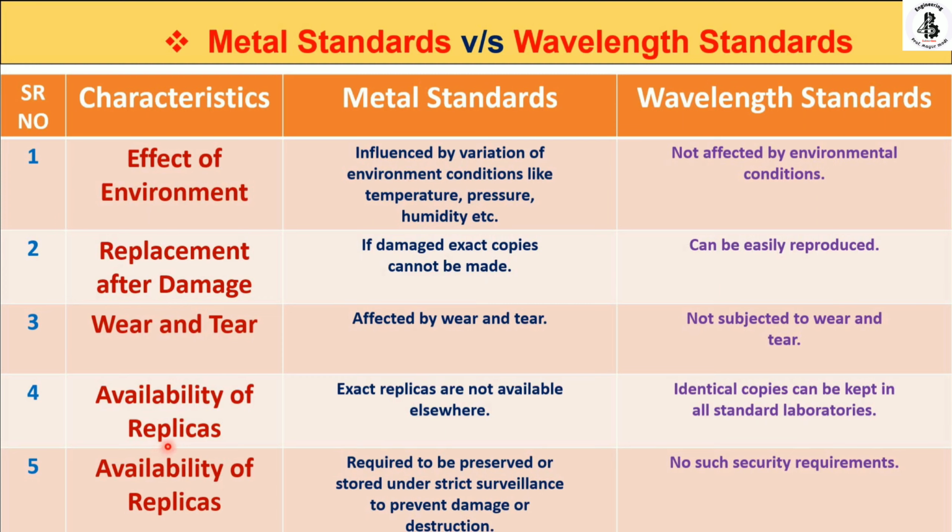Availability of the replicas. For the metal standard, exact replicas are not available elsewhere. But in case of the wavelength standard, identical copies can be kept in all the standard laboratories. And the final one, preservation. Metal standards are required to be preserved, or stored, under strict surveillance to prevent damage or destruction. But in case of the wavelength standard, there are no such security requirements.